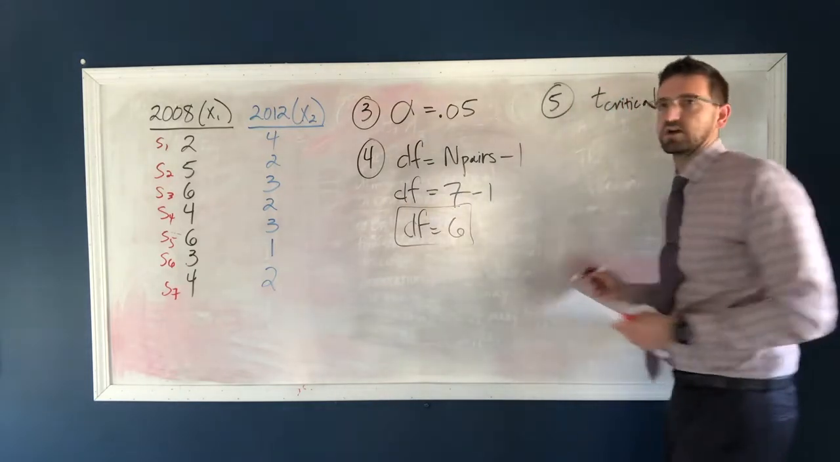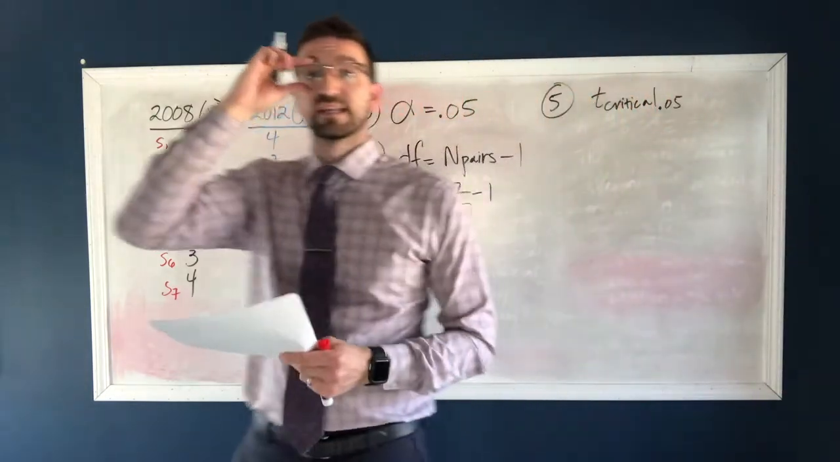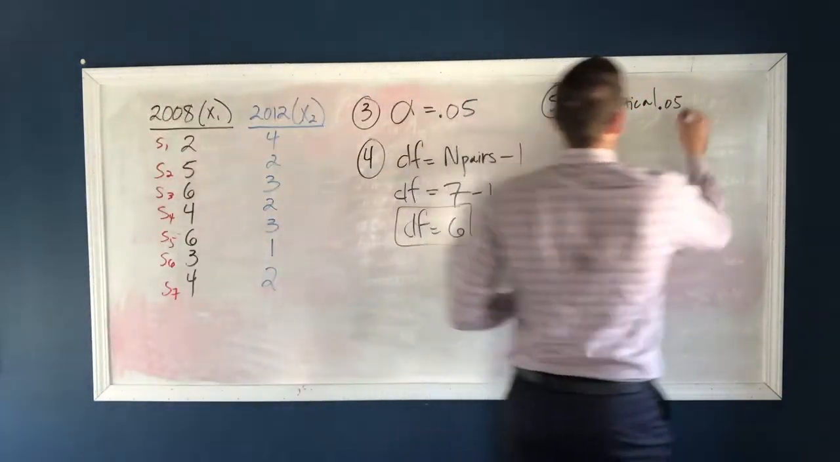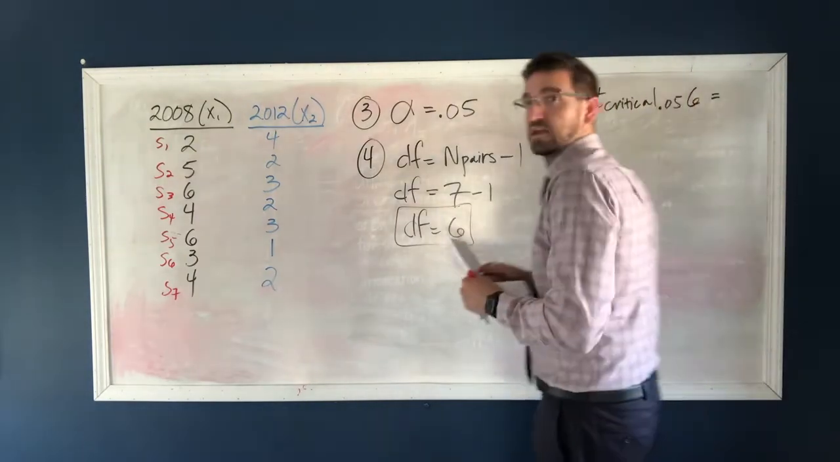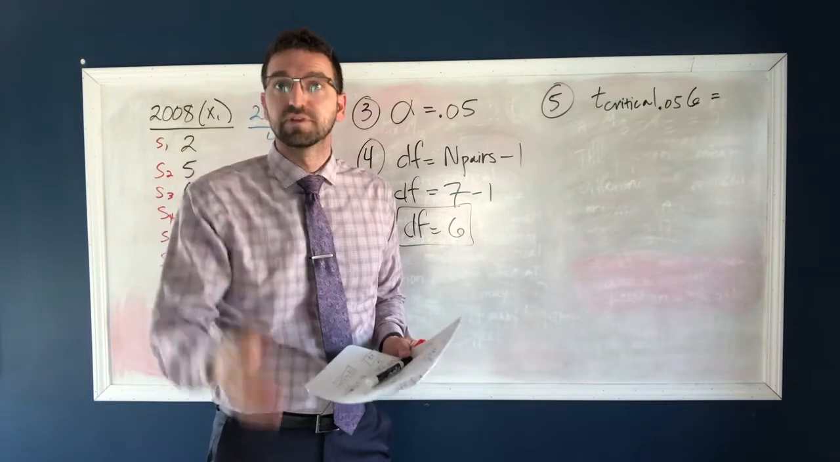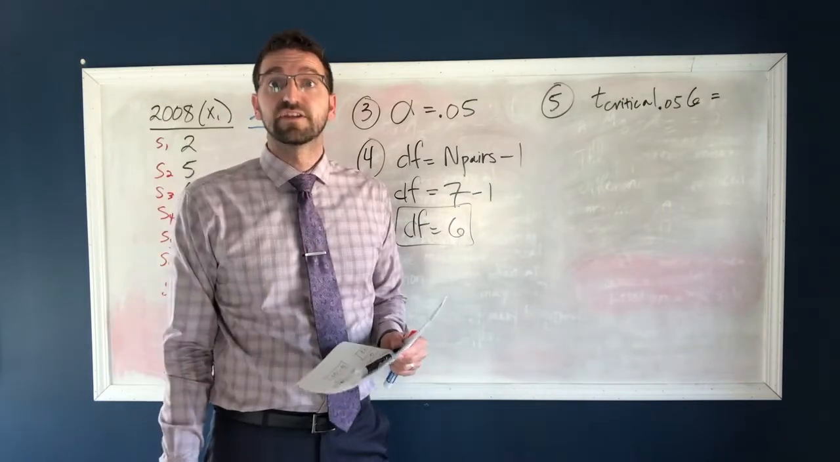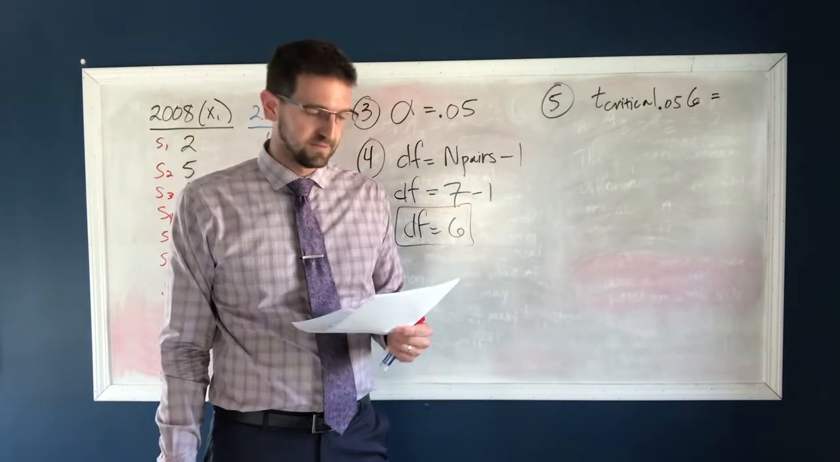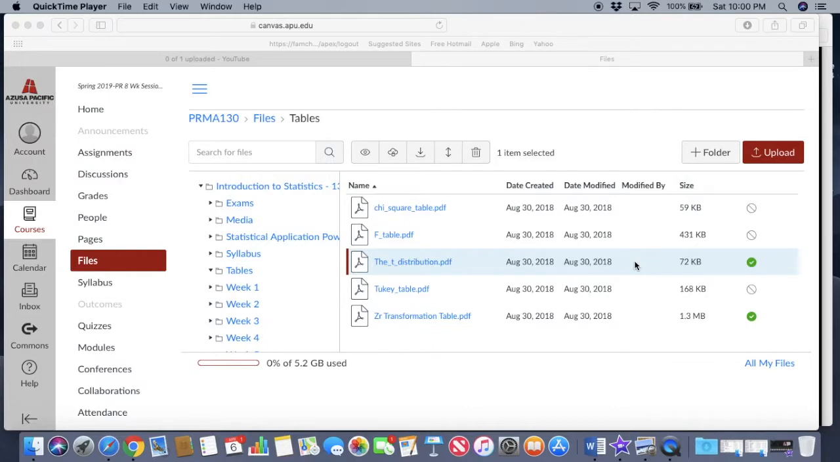So now we need to find our T critical. T crit, alpha 0.05, 6 degrees of freedom. Okay, now let's go ahead and take a moment to go to our T distribution table on Canvas and figure out what this T critical is. Okay, let's go ahead and identify the T critical. Okay, so go ahead and go to Canvas Files, and under Files you'll see a folder for tables, and go ahead and download the T distribution.